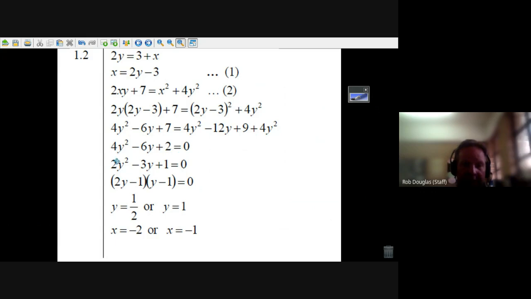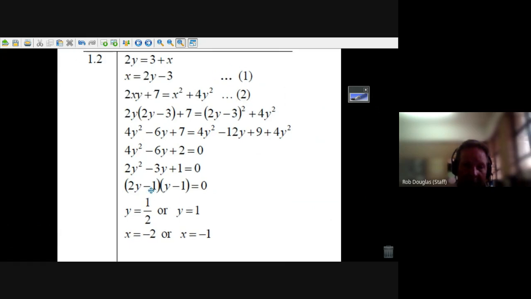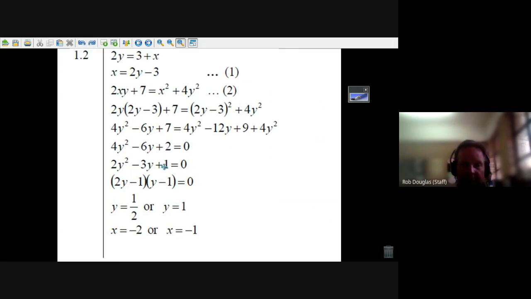Now I can see I can divide everything by 2, make it even easier. Then 2 brackets, 2y times y. That gives me 2y squared. Minus 1 times minus 1 gives me the plus 1. And look, minus 2y, minus 1y. The outside and the inside, well, they just give you the minus 3y. They combine. Well, now we've got it.